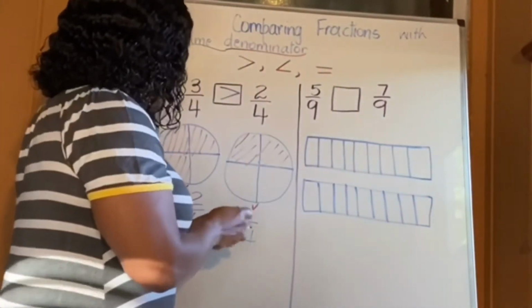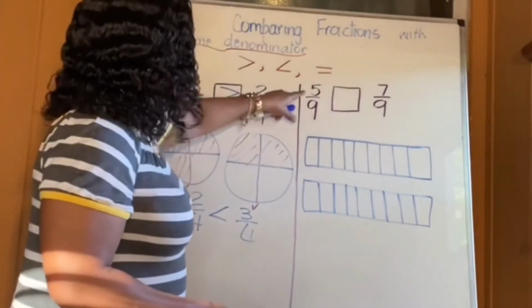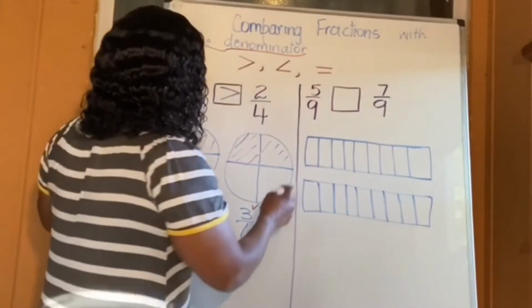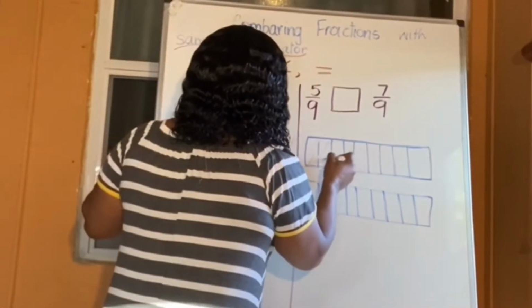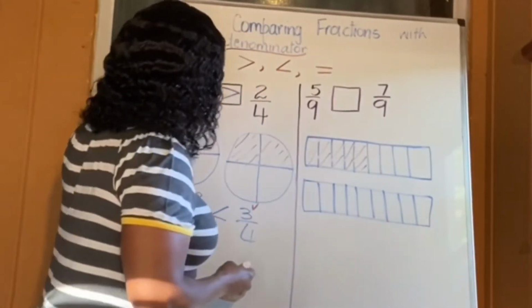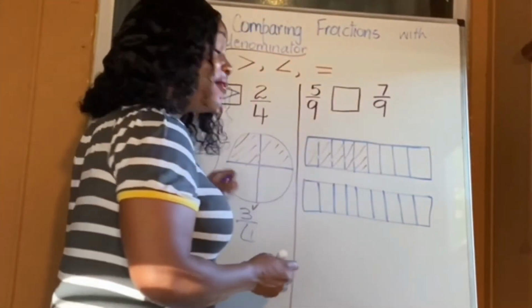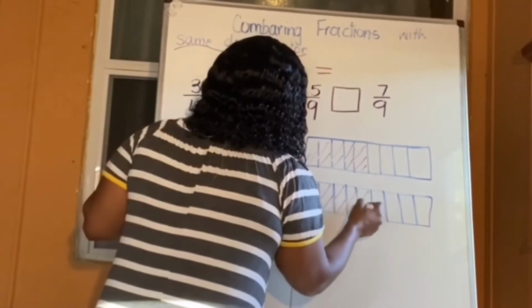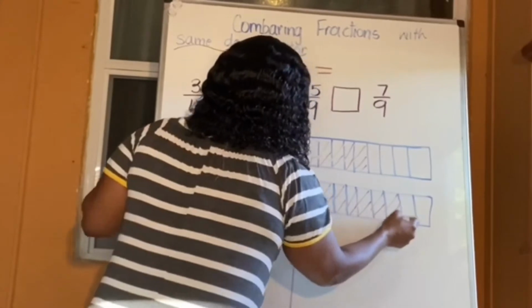Now for the first rectangular cake, I'm shading only 5 parts because the numerator is 5. So 1, 2, 3, 4, and 5 parts. For the second one, it's 7 parts that I'm going to be shading. So 1, 2, 3, 4, 5, 6, 7 parts.